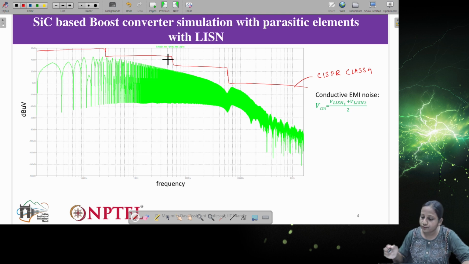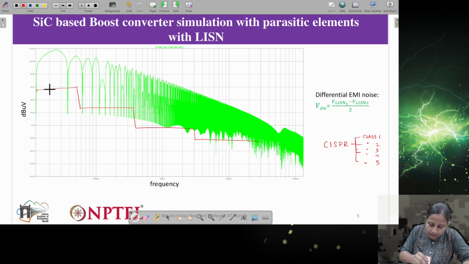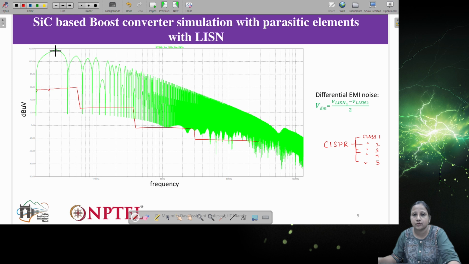So you can see here that for this, a filter is not required. Now if we are choosing this class 4, then for DM a filter is required, and the required attenuation you can see from here. You can calculate how much magnitude needs to be attenuated. So if it is, let's say, 60, and the maximum magnitude is 120, then a 60 dB filter is required, right? That is how we calculate the attenuation required.